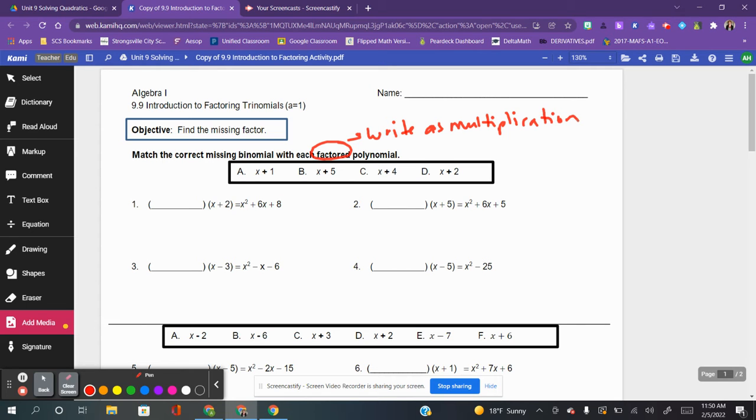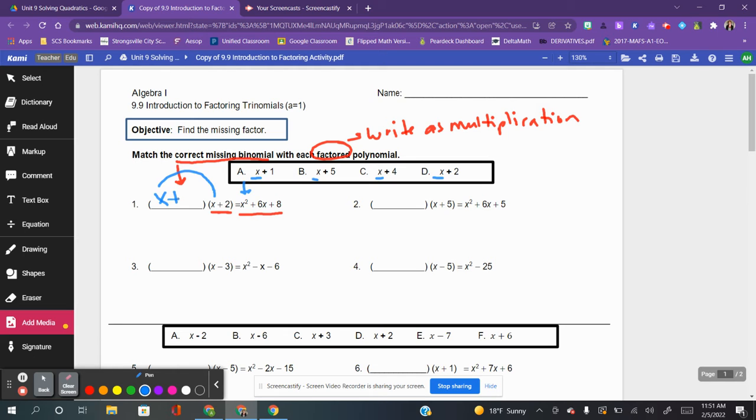So it says match the correct missing binomial with each factored polynomial. Okay, so you can see that for 1, 2, 3, 4, I have this blank space here, and that blank space is going to be multiplied by x plus 2, and in the end, I'm going to end up with x squared plus 6x plus 8. That is my goal. And so if I think about it, I know that x times x gives me my x squared. And I noticed in my choice box that all of these start with x. In fact, they all have x plus. And so I can say, well, my binomial here should be x plus something. My job is to figure out what that should be.